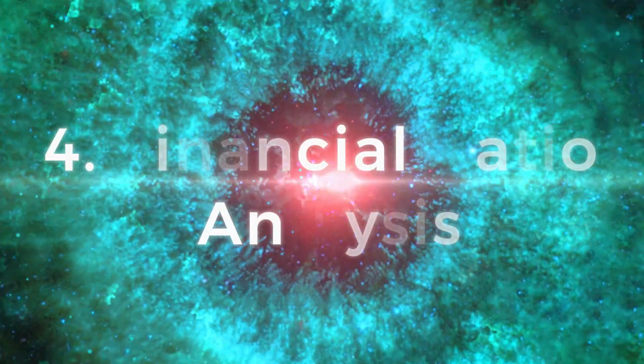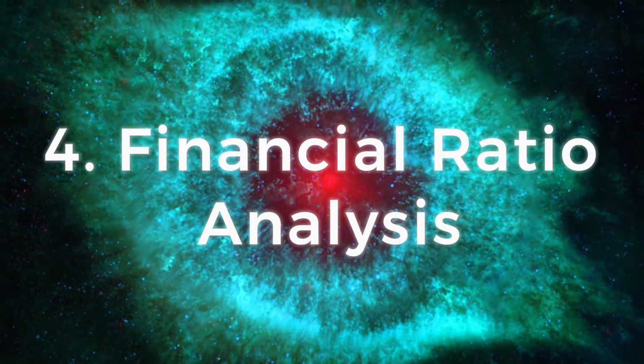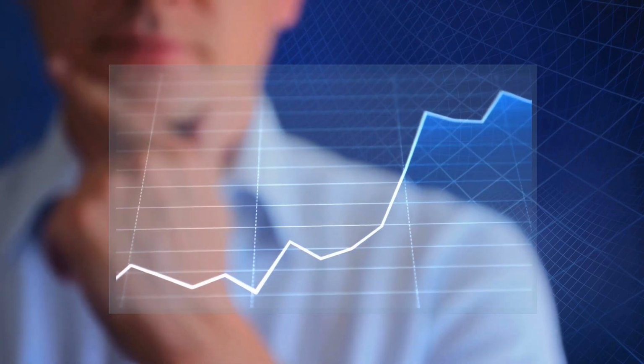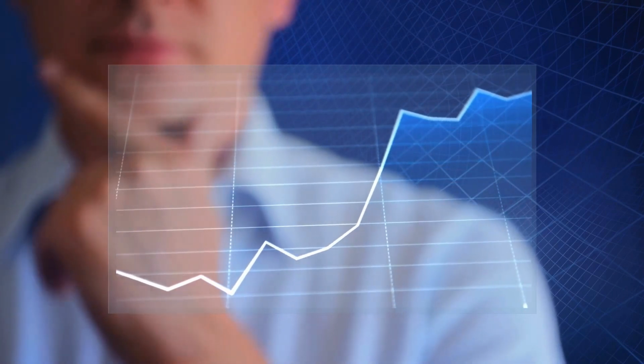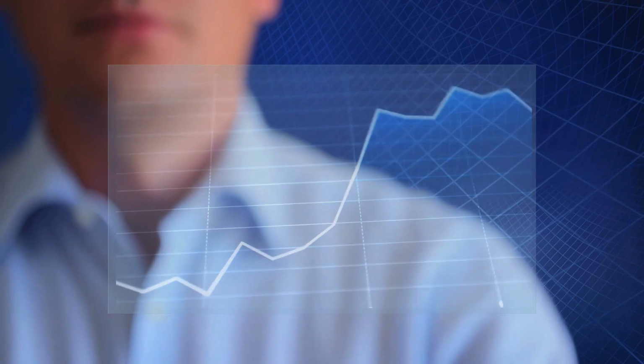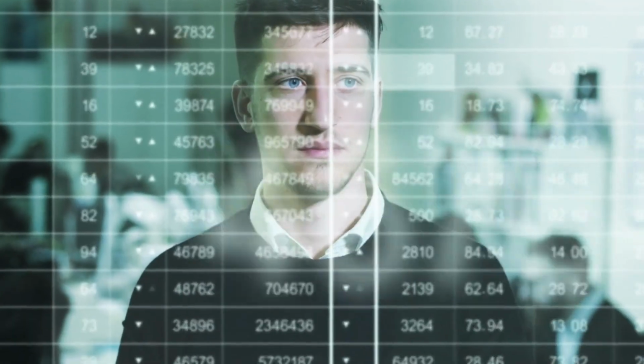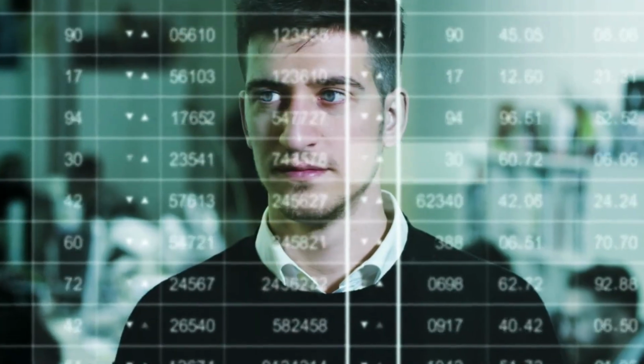Number 4, financial ratio analysis. Financial ratios help you make sense of the numbers presented in financial statements and are powerful tools for determining the overall financial health of your company. Ratios fall under a variety of categories, including profitability, liquidity, solvency, efficiency, and valuation.